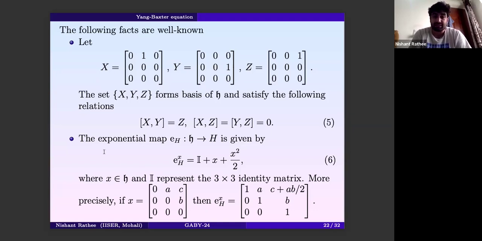But in the case of the Heisenberg group, it is even simpler. It will terminate after 3 steps. It is a 2-step nilpotent group, and if you have a matrix X of this form, then its exponential is given by this matrix.